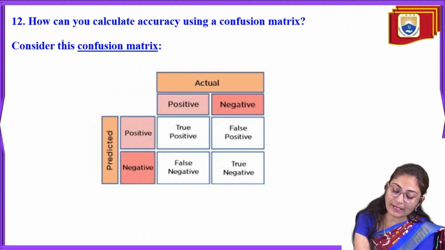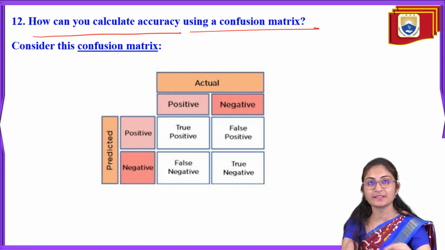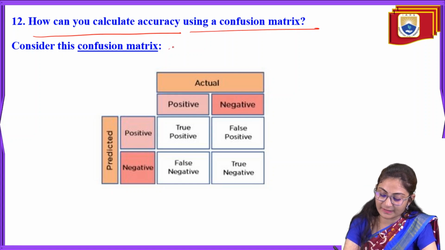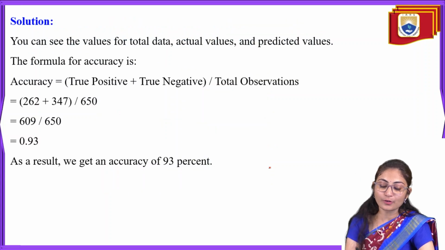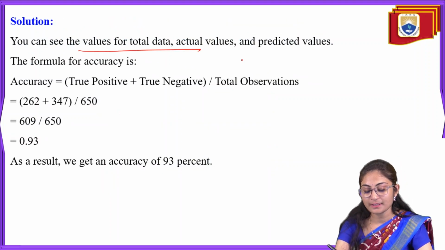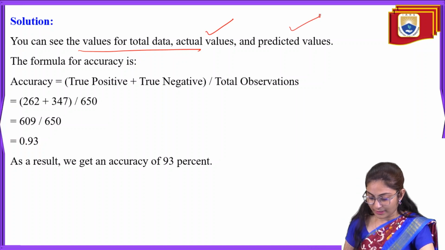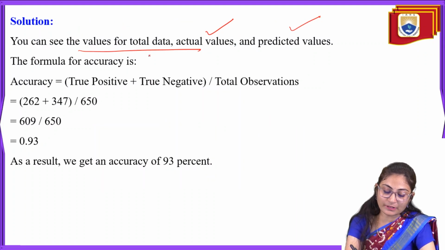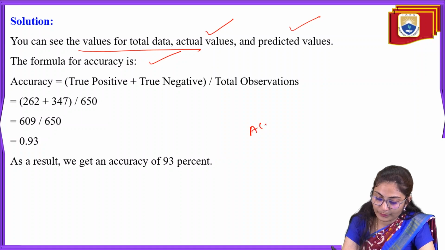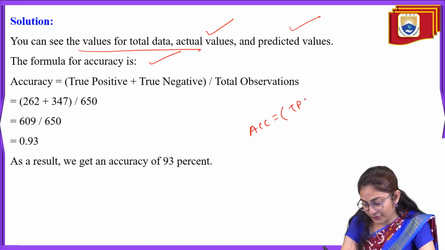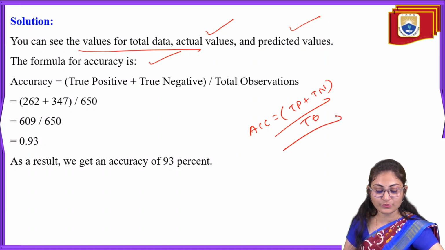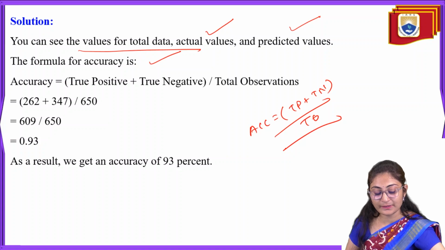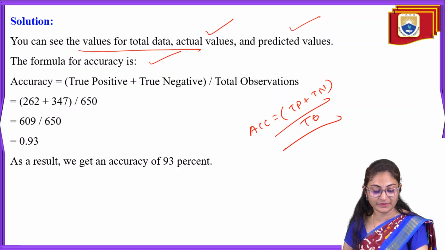Next, how can you calculate the accuracy using a confusion matrix? Consider the confusion matrix with actual positive, negative and predicted positive, negative: true positive, false positive, false negative, true negative. Now you can see the values for the total data, actual values and the predicted values. The formula for accuracy is true positive plus true negative divided by total observations. True positive value is 262, true negative value is 347 and the total observations are 3650.